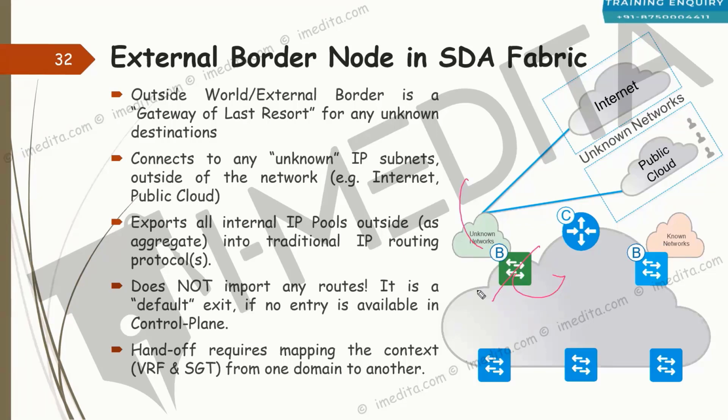So the external will be providing a default route to the SDA infrastructure, right? Yes. And you have also mentioned that it doesn't import any routes from the SDA infra. Is that right? From the HCNs, it is not going to import any external routes from outside in the SDA. Okay.